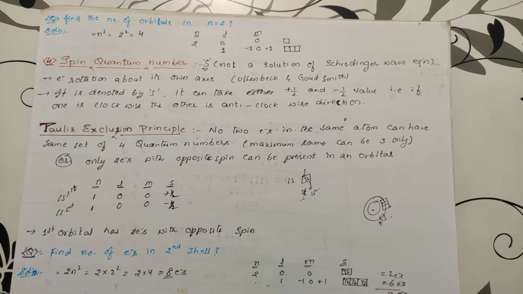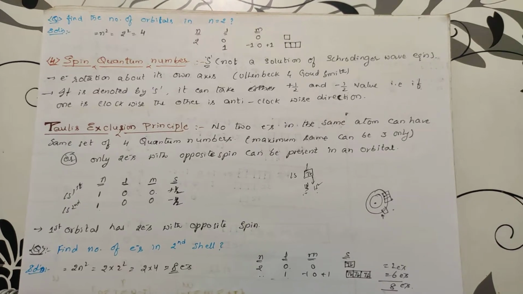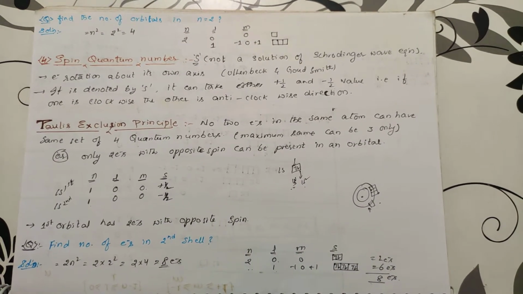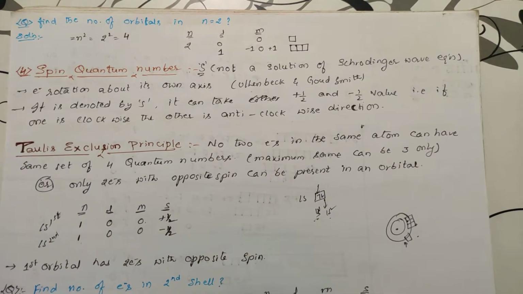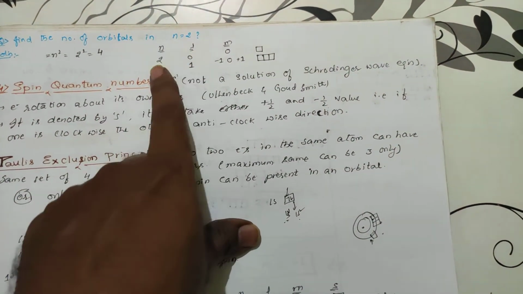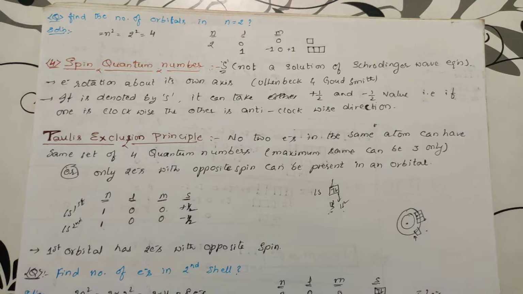The question is, find the number of orbitals for n equal to 2. You can directly take n square. You will get 2 square, which is equal to 4. If you want, you can see here 2s, 2p: 1 plus 3, which is 4.